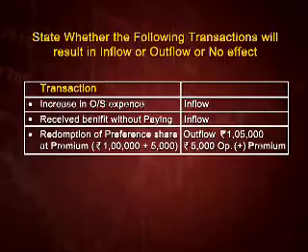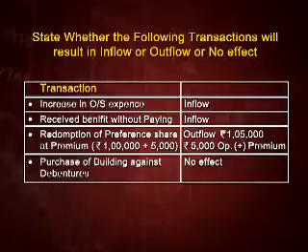Redemption of preference shares at a premium. Say 1 lakh preference share plus 5,000 premium. So outflow is 1 lakh 5,000 in financing activity, and that 5,000 premium on redemption will be taken in the operating activity, added back because it is a non-operating item. Purchase of building against debenture, again that has no effect because fixed asset is coming in and debentures are being issued, so there is no cash involved in that, so it has no effect.